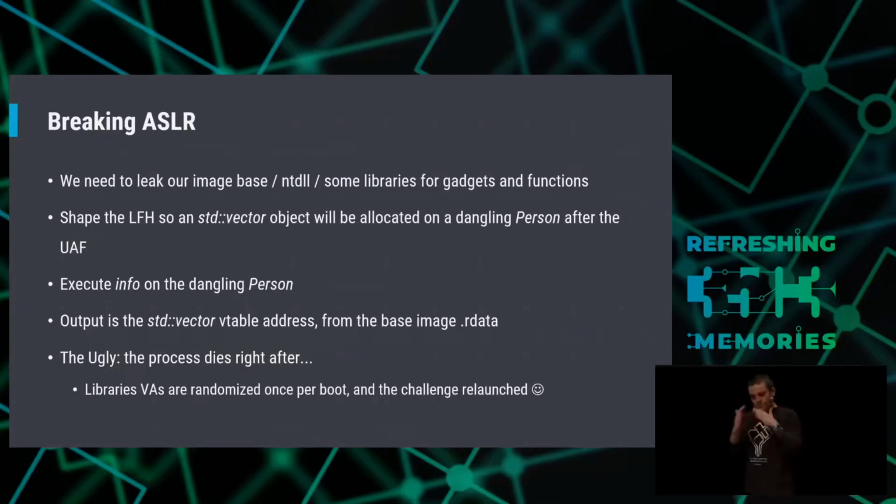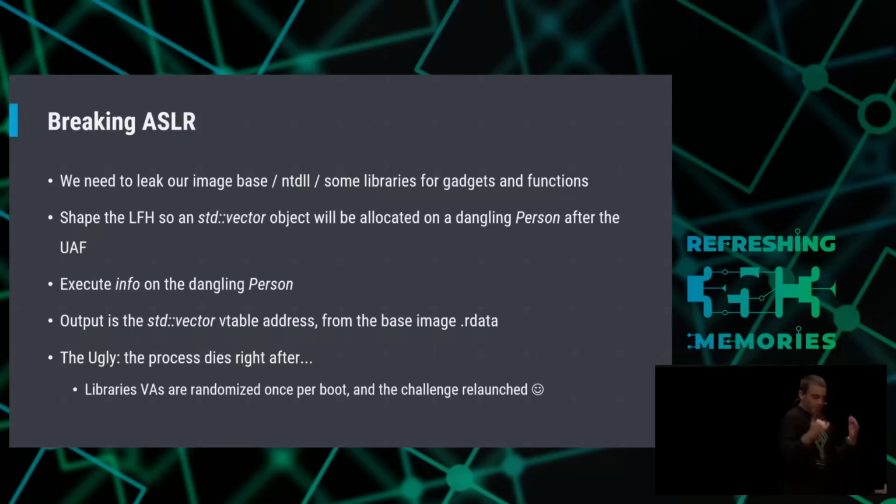Now, apparently, people in reality have friends, and a person in the challenge also has friends, and each person has a vector of all of its friends. So by simply taking a single person and adding 7 different friends to it, the std::vector containing all of its friends will be the exact same size as the person instance. And it's really important because we are in the LFH and the chunks are organized together when they are in the same size.